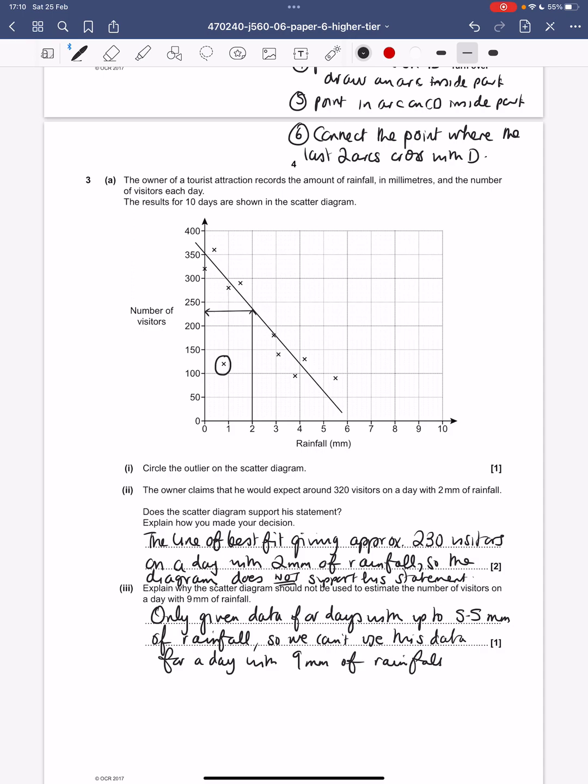Okay, in fact, if you carried on the line, look, 9 would be negative, and you're not going to get a negative number of visitors. So that's something else you could say about the diagram.